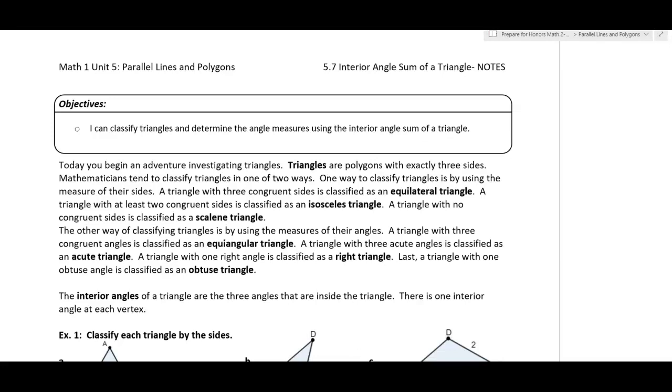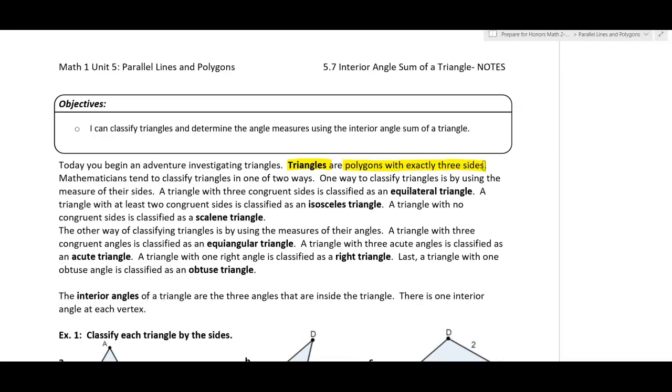I'm not going to read the paragraph to you, but I'm going to highlight the important vocabulary you need to know. First off, a triangle is a polygon, meaning a shape with three or more sides, with exactly three sides. Now we classify triangles by sides and angles.